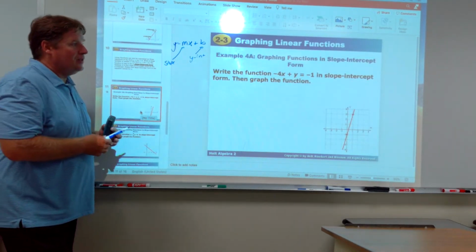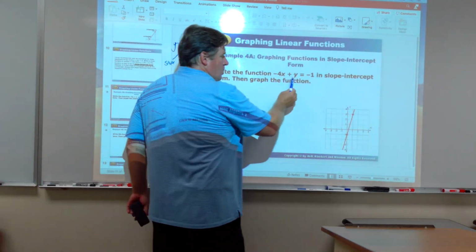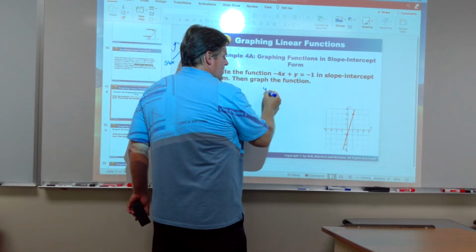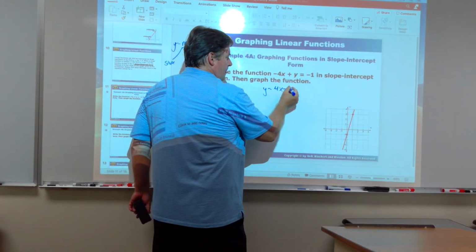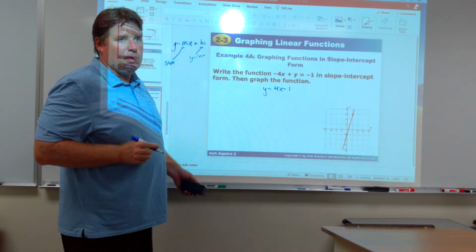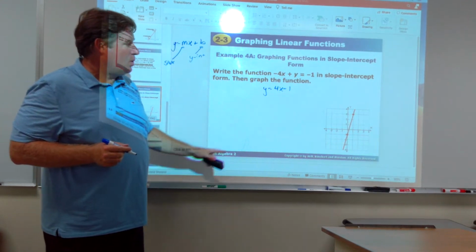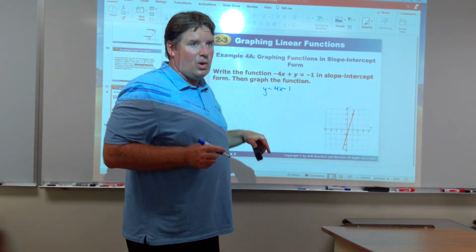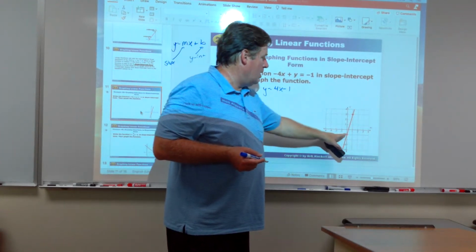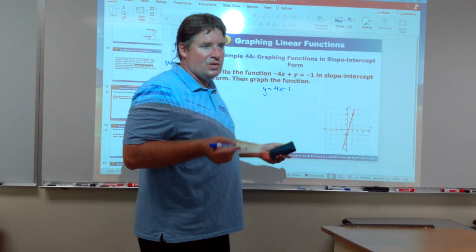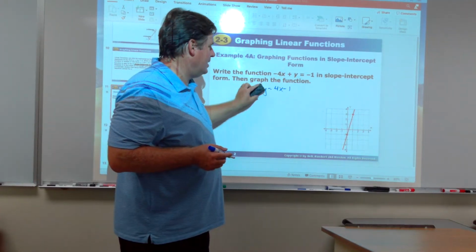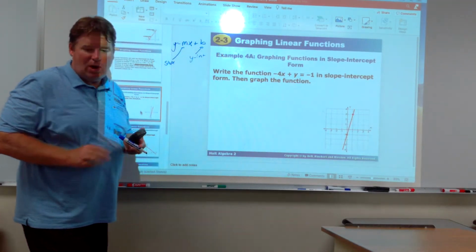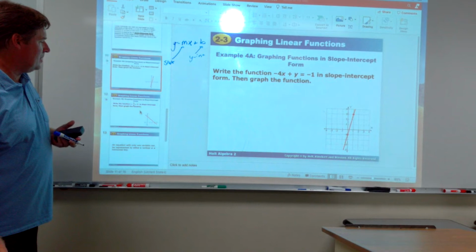All right, so we have to put it in that form. So we have to get y by itself. So what we're going to do is we're going to add a 4x to the other side. And there we go. It's in slope-intercept form. That was pretty easy. So we're going to start at the y-intercept of -1. And the slope is 4, which is like 4 over 1. So we're going to go up 4 and to the right 1. There's a dot, and we got it. All right, so that's pretty nice. So solve for y. That puts it in that slope-intercept form.